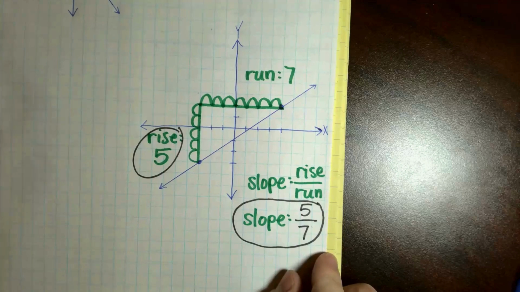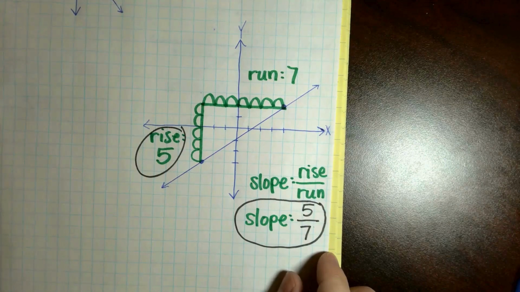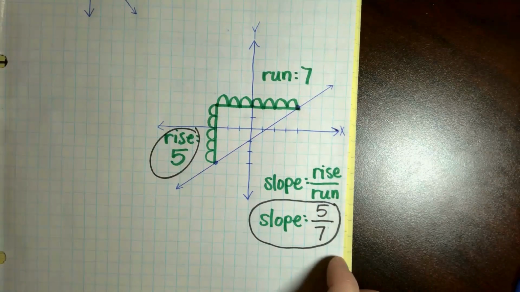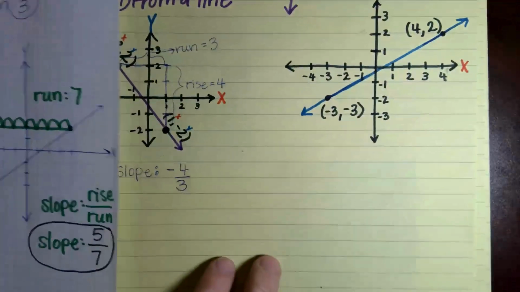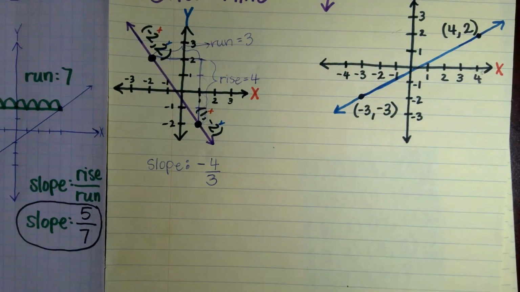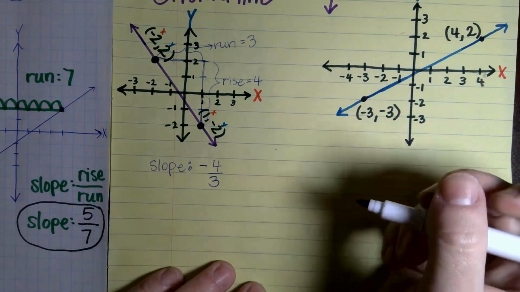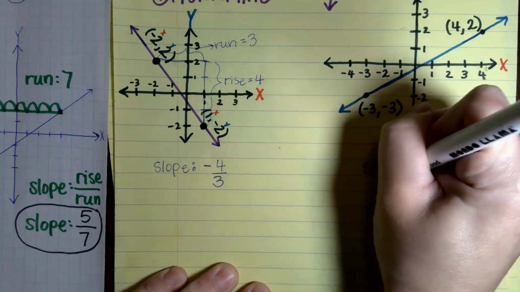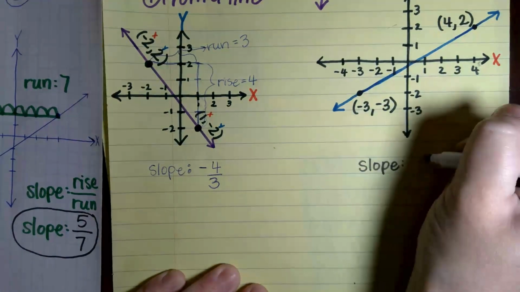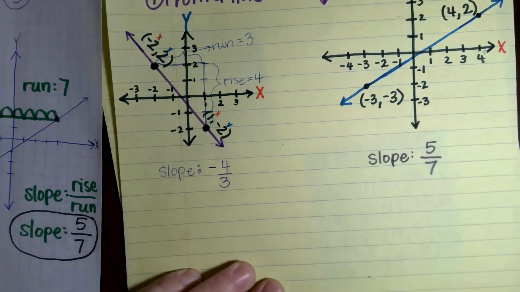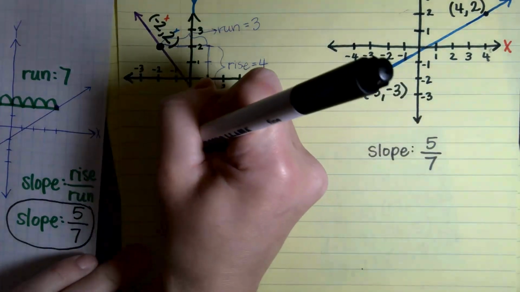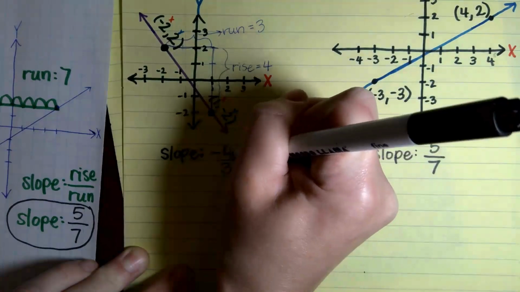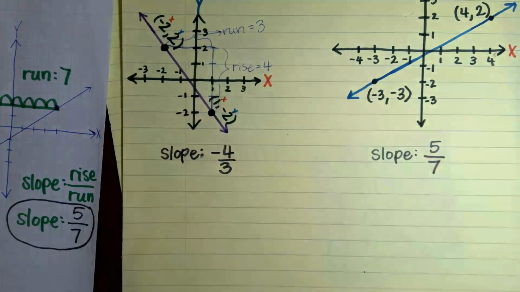Okay. Any questions about that, guys? We feel okay about finding slope with a line that we're given? Okay, I'm going to go ahead and write this answer in here. We got that our slope for this one was 5 over 7. And I'll just trace over this. Our slope for the first one was -4 over 3.